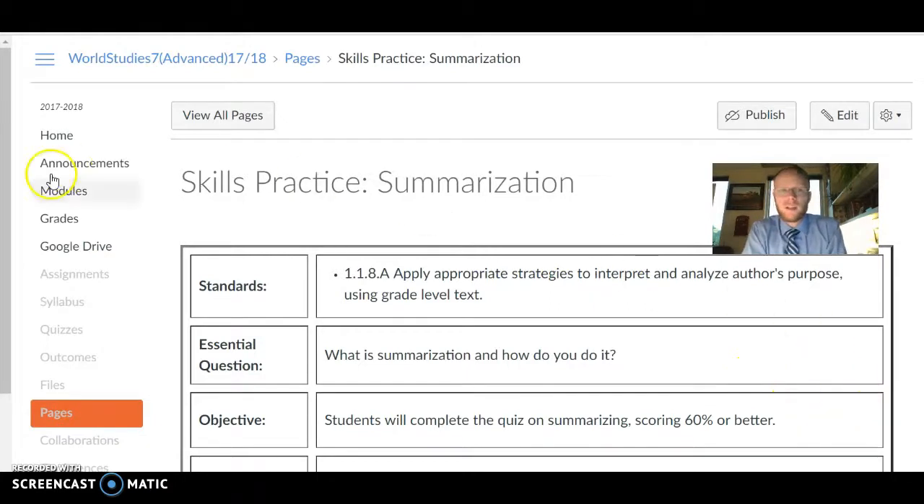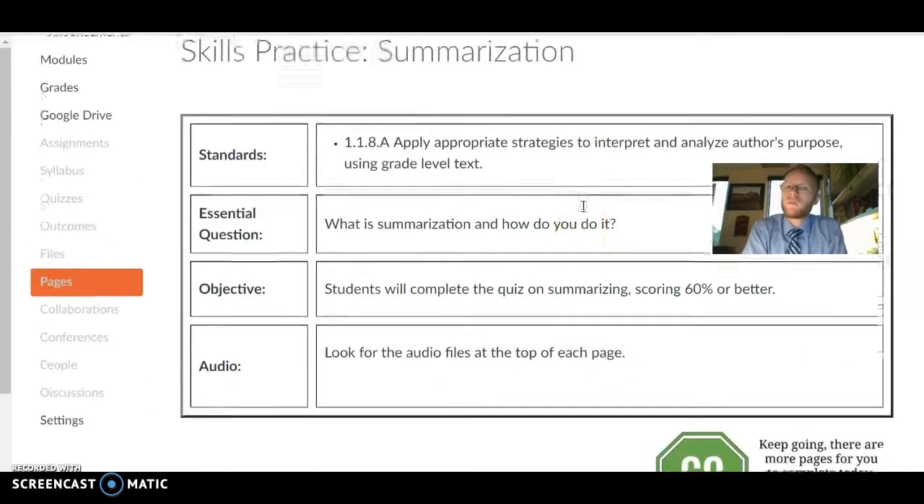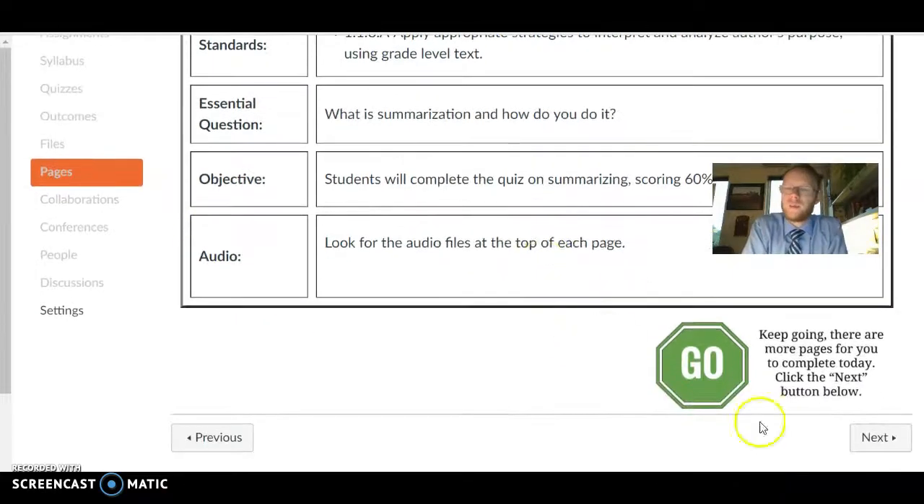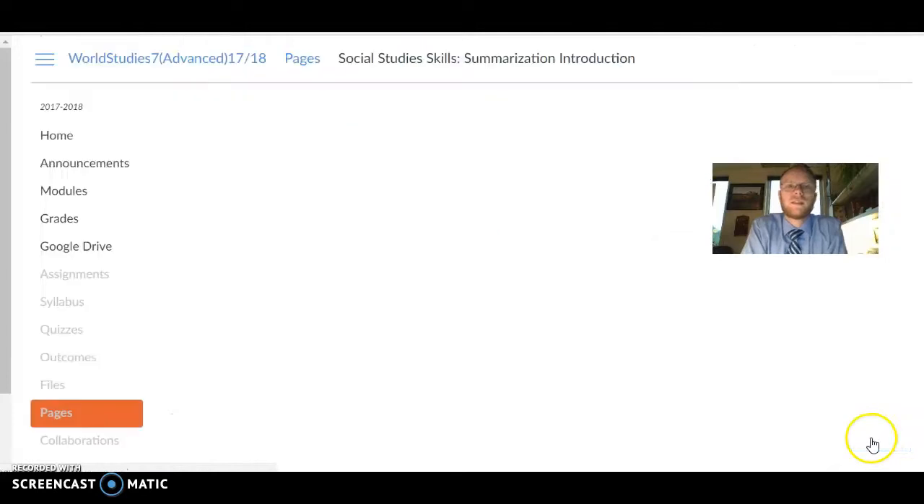Today we're doing a little skills practice summarization. If you're seeing this video, that means you've made it past this page. Good job. Pretty much all our lessons have a page like this. It's just something I have to put, but it does give you a good idea of what we're doing that day. Just look at the essential question and the objective. What are we learning about? Well, what is summarization? Objective, you complete a quiz. Objective is fancy teacher talk for what am I going to have you do at the end. Anyways, little insider scoop there. Let's take a look.